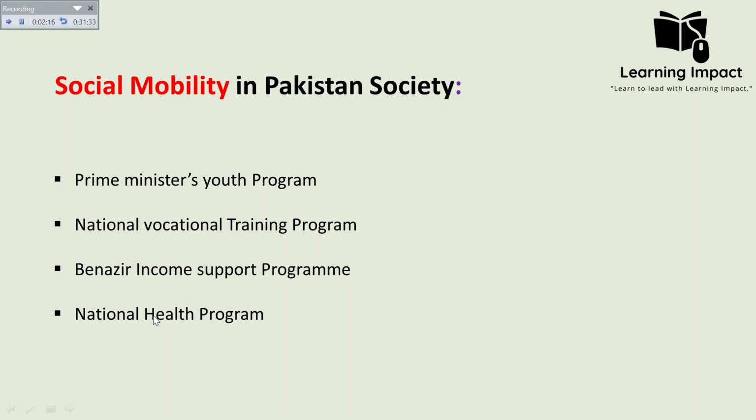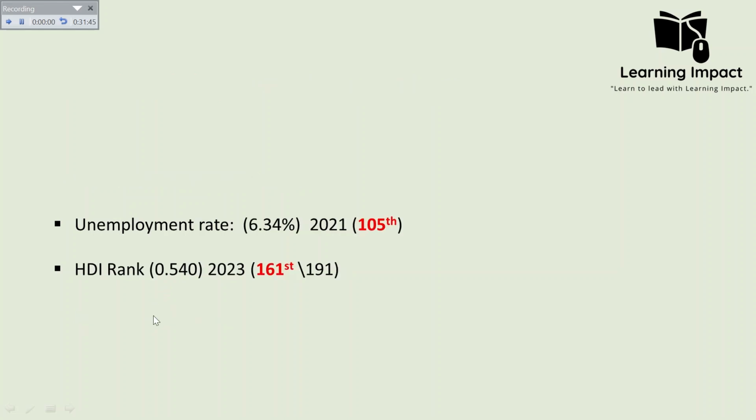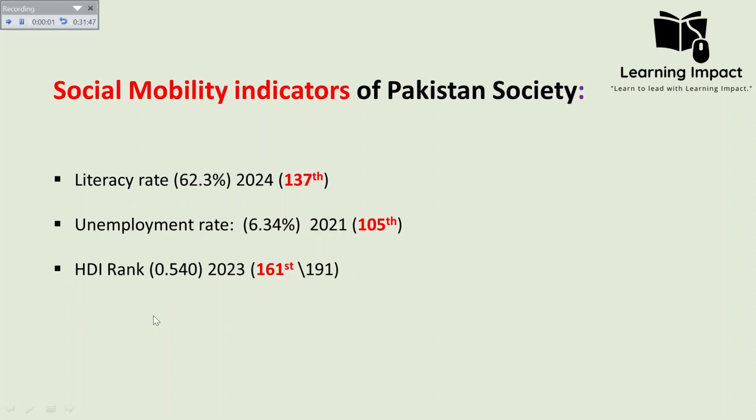Although various initiatives have been taken, there is still a lot which we have to do in order to uplift our youth population and to motivate them to have higher social mobility in society. Then we will look into the social mobility indicators of Pakistani society. Remember, if someone asks you how you can assess the social mobility of any society, you have to go for the indicators.